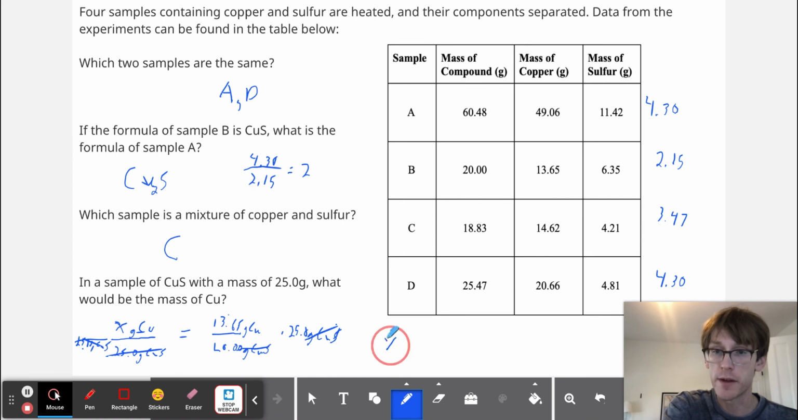What we would find out is that X is equal to 17.06 grams of copper.